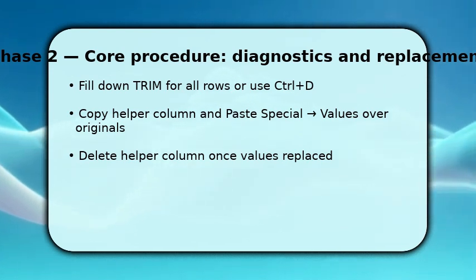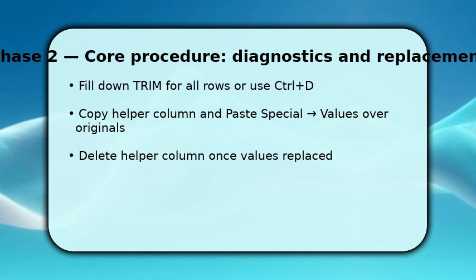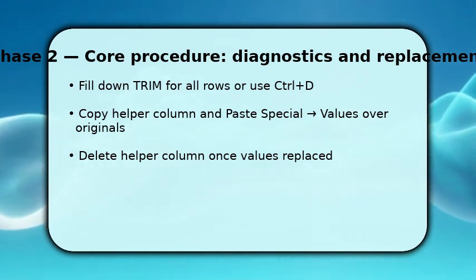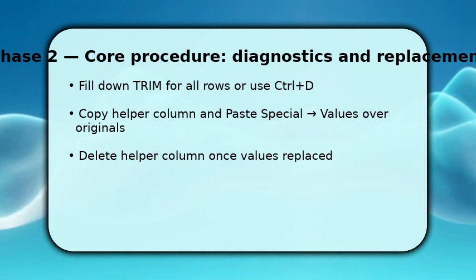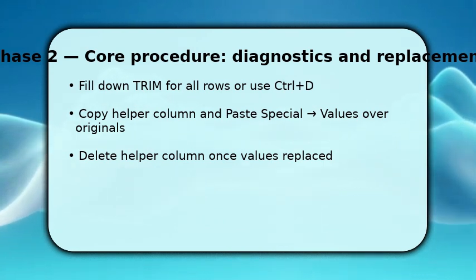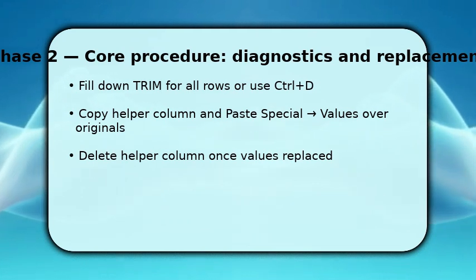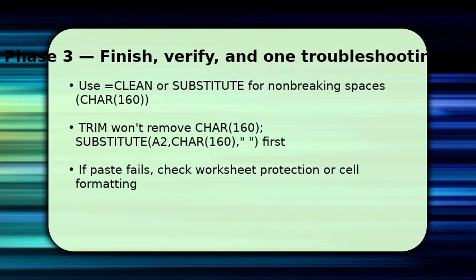Once the values are in place, delete the helper column to tidy the sheet. However, keep a backup if you need to revert. If you had formulas referencing these cells, make sure relative references still work, because replacing formulas with values can change dependent calculations. For stubborn spaces, handle non-breaking spaces and control characters.